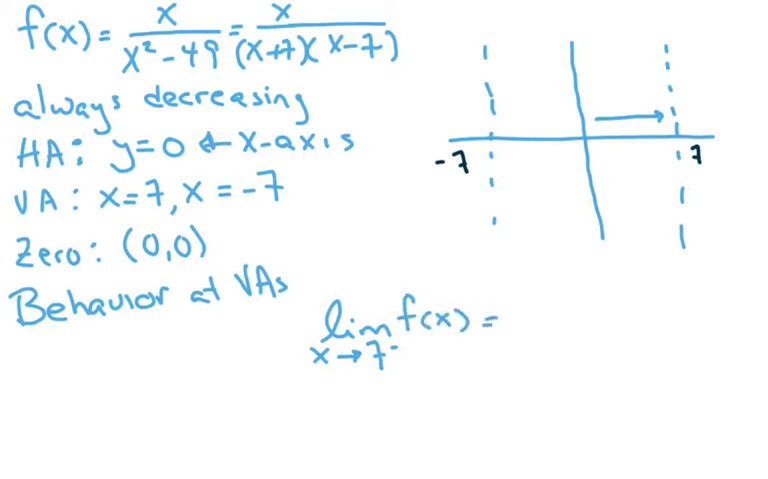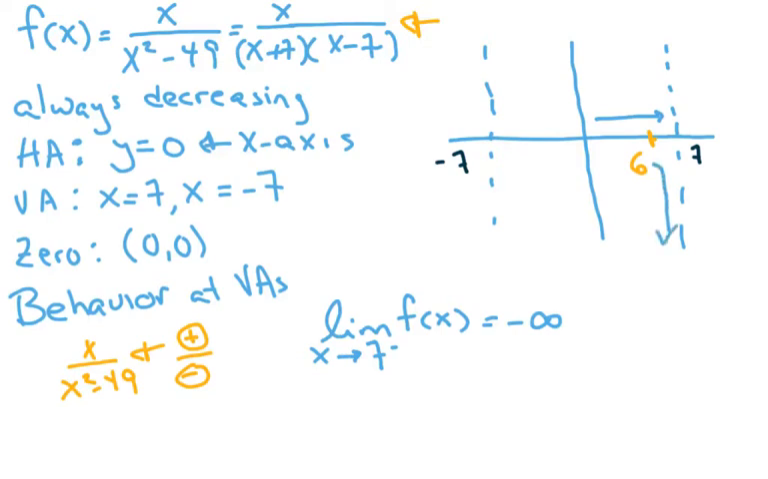Well, remember how you do that. You're going to test a point in here. So maybe I will test 6. I will put 6 in the original function. If you put 6 into this expression, the numerator is positive, but the denominator is negative. Remember what that tells me? That my behavior at this vertical asymptote will be going down to -infinity.